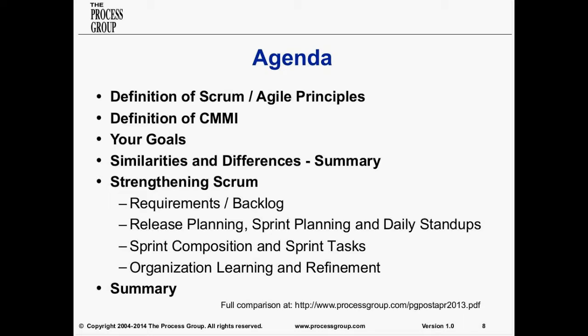And then we'll look at a quick similarity and differences summary between CMMI and Scrum, and then we'll dig into the details of what typical problems do people have in Scrum and Agile, and how would they get fixed by adding practices or more organizing practices to address those issues, and then a summary at the end.